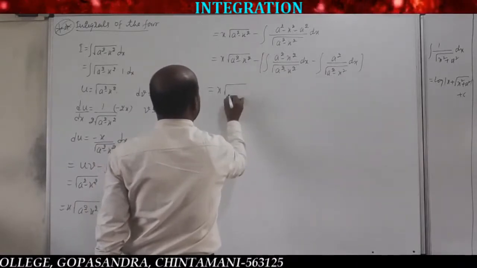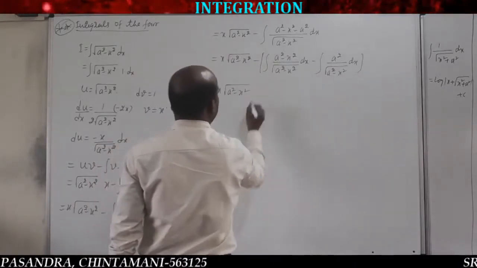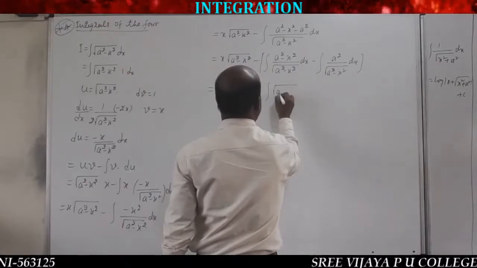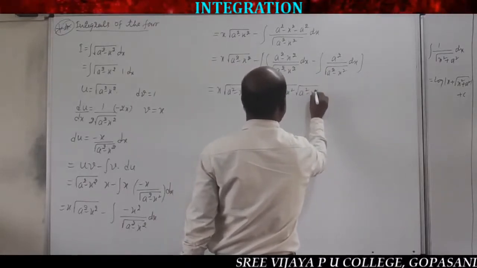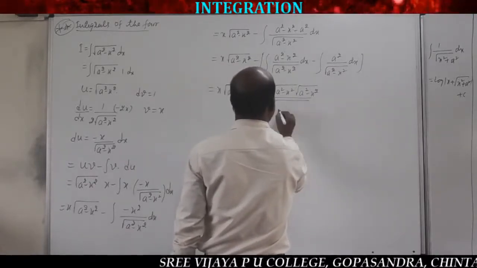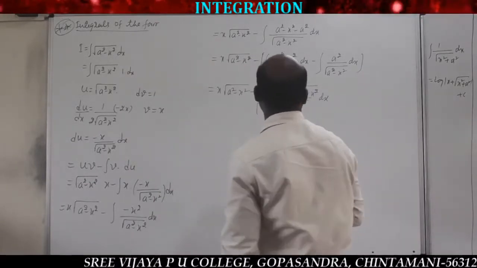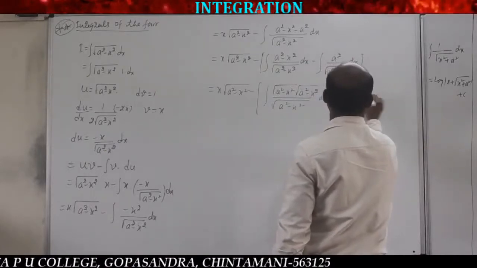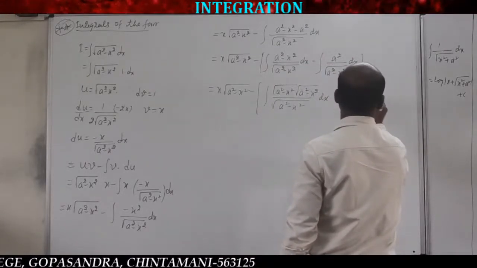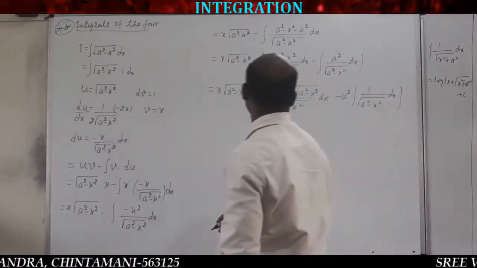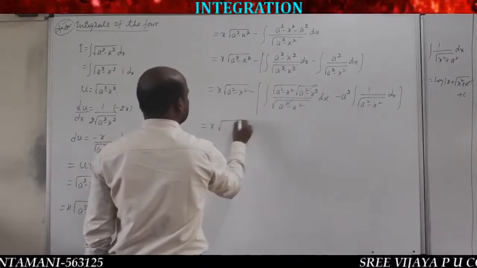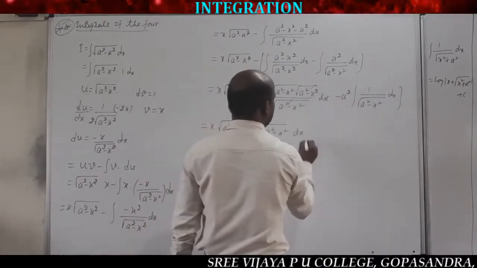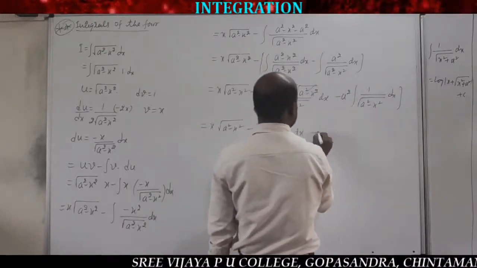So that is equal to x into root of a square minus x square minus integral of root of a square minus x square into root of a square minus x square by root of a square minus x square. So minus a square, a constant, 1 upon root of a square minus x square with respect to x. So this will get cancelled. Okay. x into root of a square minus x square minus integral of root of a square minus x square with respect to x, minus into minus, plus a square.